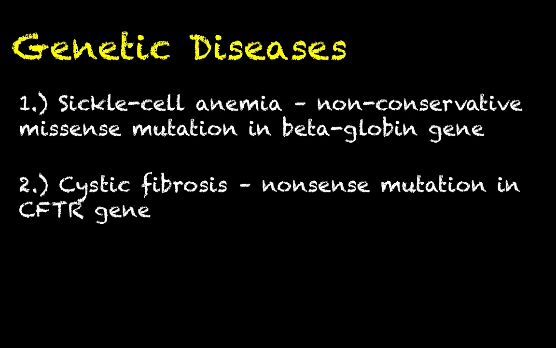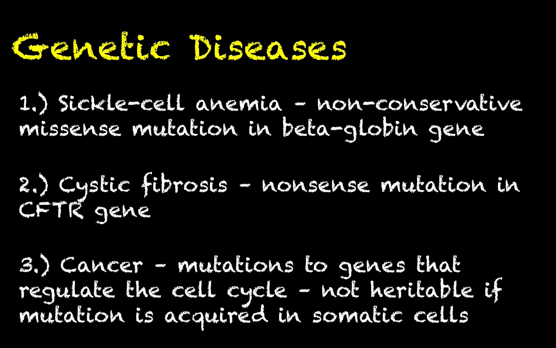Cystic fibrosis is the result of a nonsense mutation in a gene called CFTR. CFTR is a chloride transporter in the membrane of the digestive tract and the lungs. So the idea here is that a nonsense mutation will cause this CFTR protein to be way too short so that it does not do its job properly in transporting chloride ions, and this results in a lot of problems with water retention and fluid secretion in both the lungs and the digestive tract.